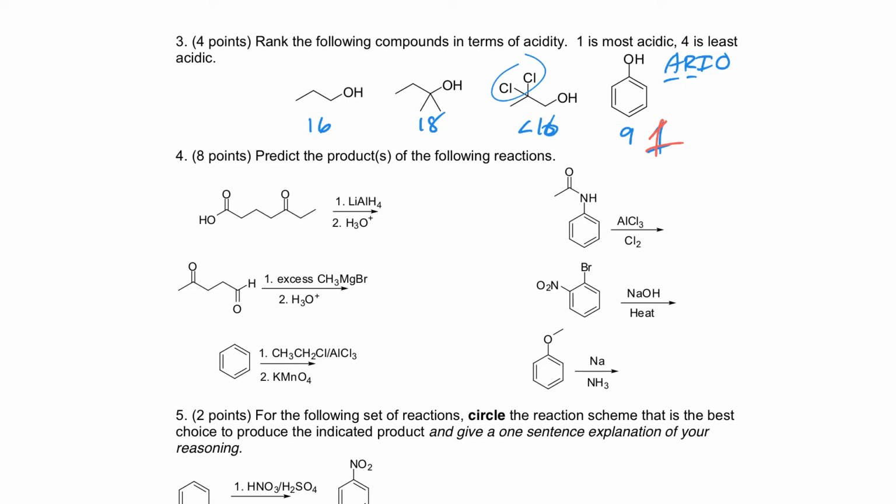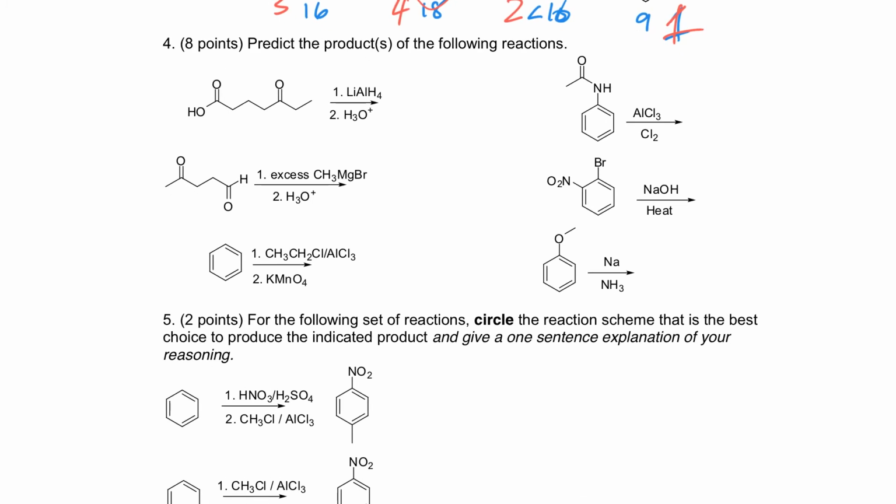And then I would have induction as my next one. This one with 2 chlorides should be the next most acidic. And then we know that bulkiness causes less acidity because the resulting alkoxide is less well solvated by other solvents. So this should be 4, and this would be 3.